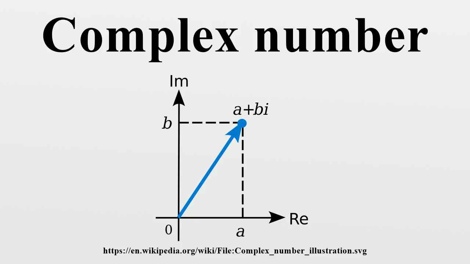Some authors write a plus ib instead of a plus bi, particularly when b is a radical. In some disciplines, in particular electromagnetism and electrical engineering, j is used instead of i, since i is frequently used for electric current. In these cases, complex numbers are written as a plus bj or a plus jb.